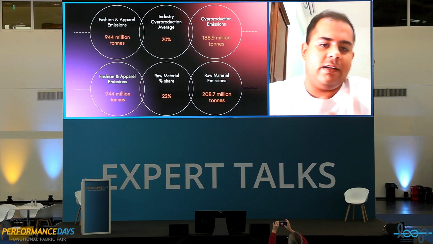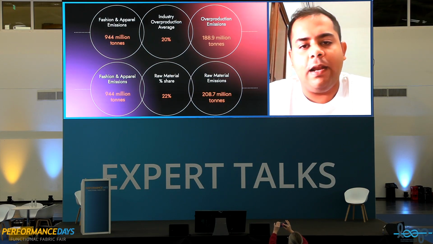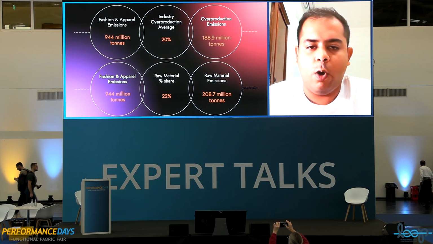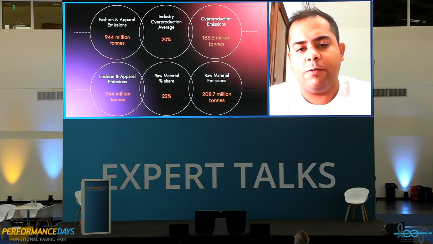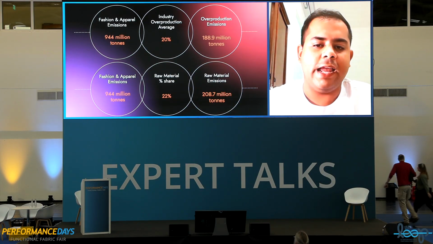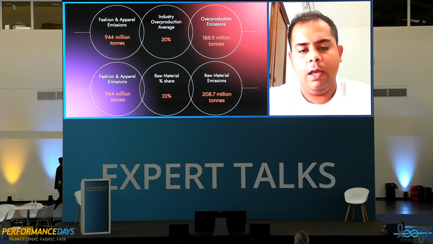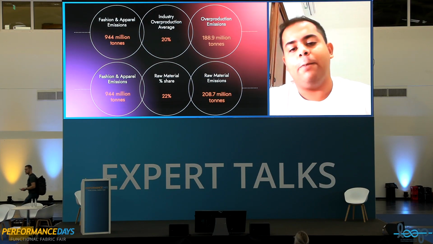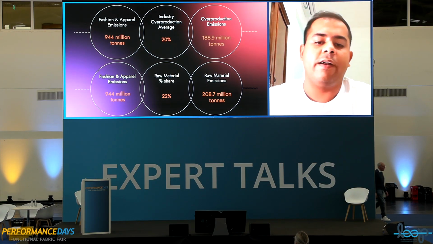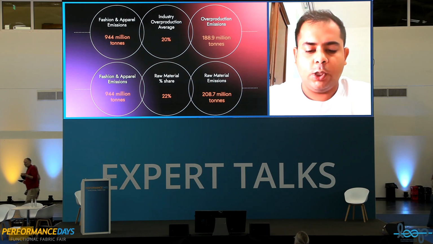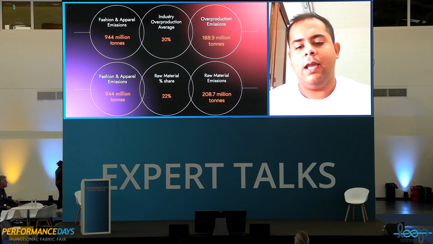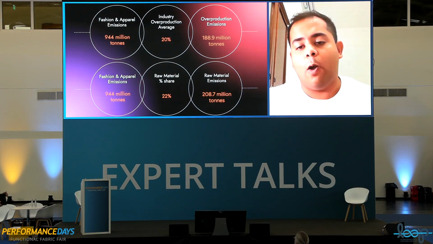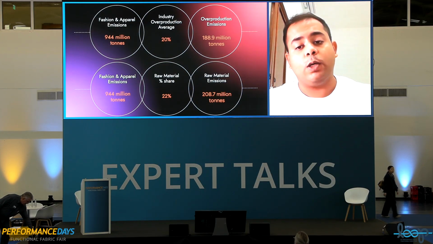So we look at fashion and apparel emissions, about 944 million tons. Let's say the industry's overproduction average is 20%, 15, 30%, whatever it is. Let's take an average of 20%. That amounts to 188.9 million tons of CO2. And the fashion and apparel emissions, if you break it down based on material share, we have 208.7 million tons. So we overproduce almost the same amount of carbon emissions as equivalent to all the raw materials that we use. And we focus on this part.